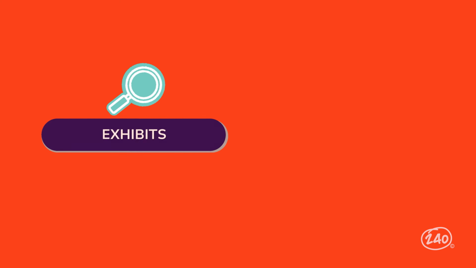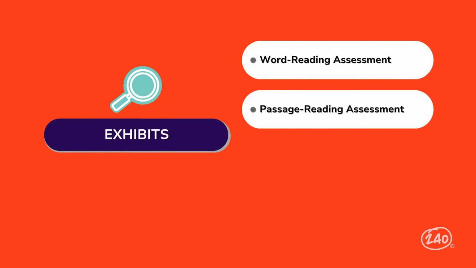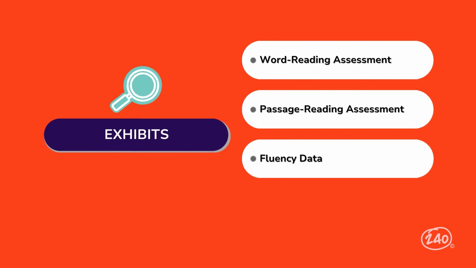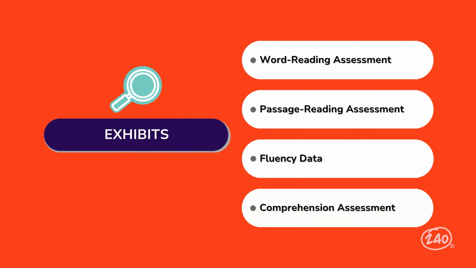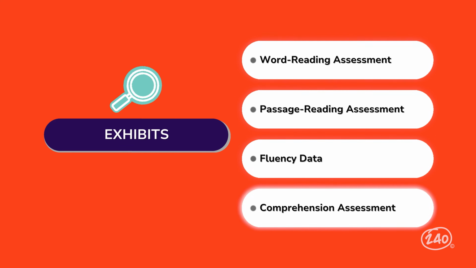The prompt will give you information about the student in the form of exhibits. They'll include a word reading assessment, a passage reading assessment, including the video of the child reading as well as the actual text, fluency data, which includes letter name, phonemic segmentation, and nonsense word fluency, and a comprehension assessment. Your job is to study the first 3 exhibits to find the one foundational weakness that is evident across all of them. Then study the comprehension assessment alone to determine the comprehension weakness.